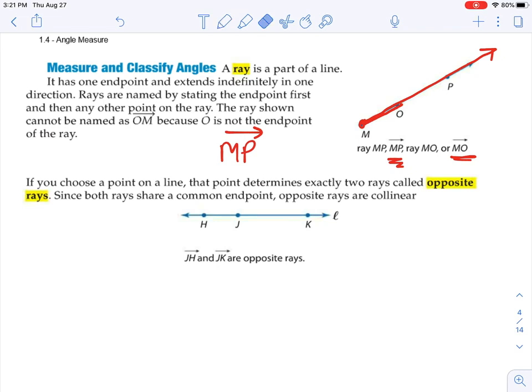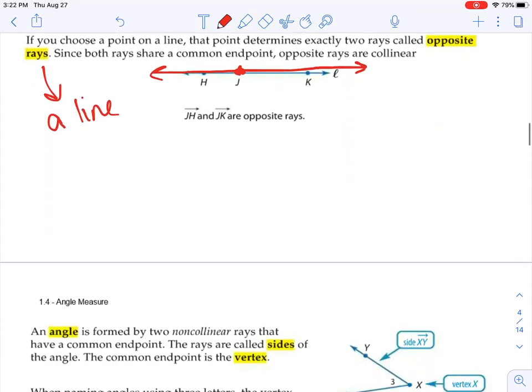If you choose a point on a line, that point determines exactly two rays called opposite rays. These form a line. So opposite rays form a line. Since both rays share a common endpoint, opposite rays are collinear. So J is their common endpoint here. We have JK and JH are rays that are opposite, and they are collinear, forming a line.